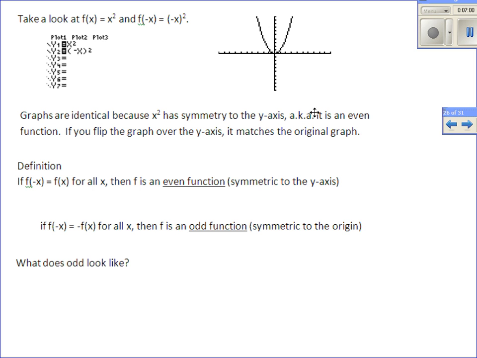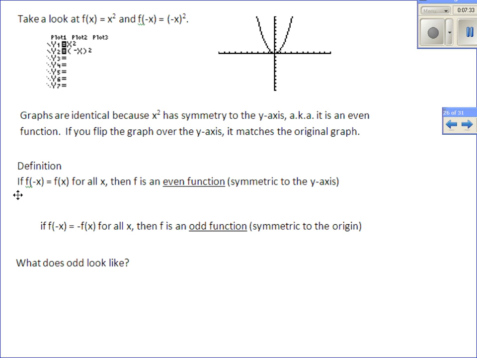Okay, let's look specifically at comparing f of x equals x squared, and the rotation we would get with f of negative x equals negative x squared. So graphing x squared and negative x squared, we only see one function. That's because they're right on top of each other, they're identical functions. The graphs are identical because x squared has what we call symmetry to the y-axis. It's what we often call an even function. If you flip the graph over the y-axis, rotating it this way, it matches the original function.